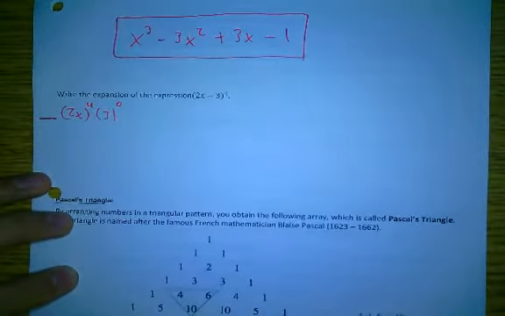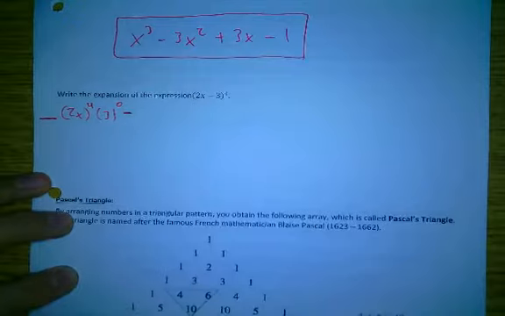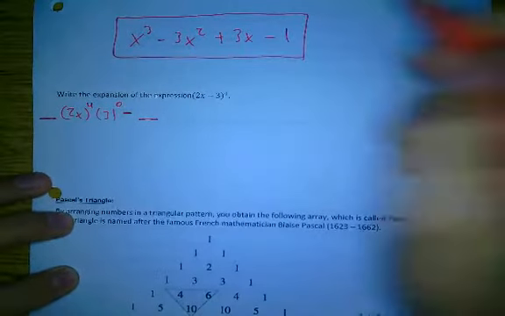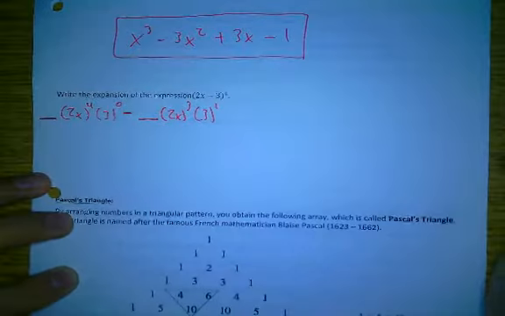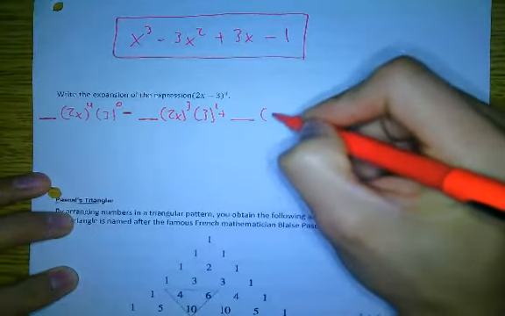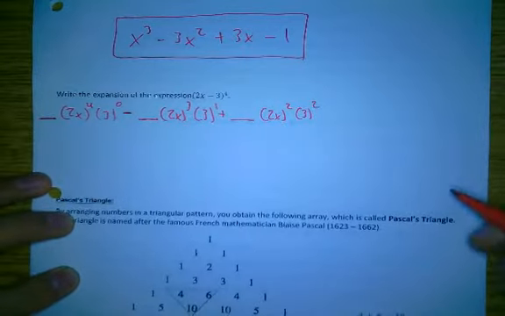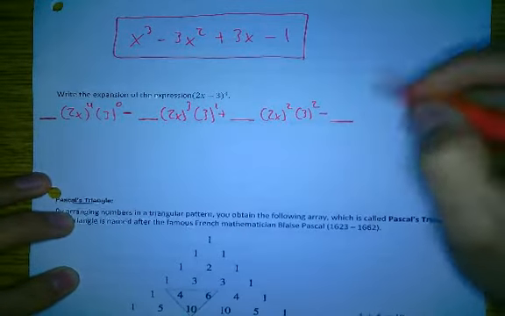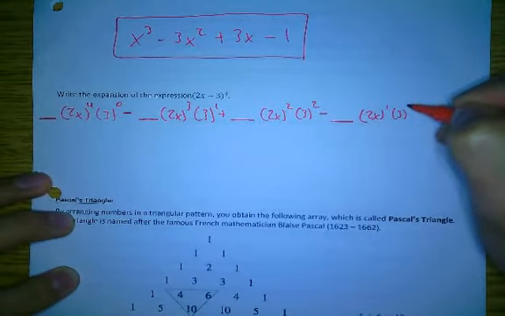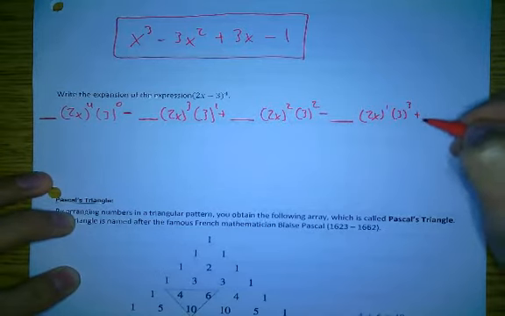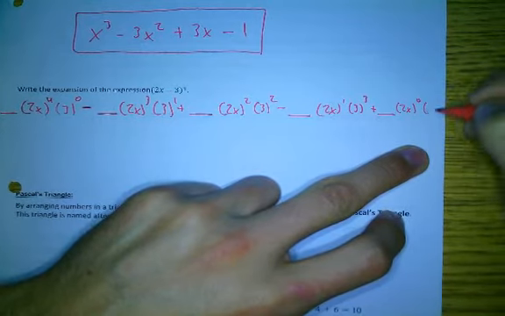And then you're going to have a coefficient there, and then you're going to have 2x to the 3rd power times 3 to the 1st, plus some coefficient 2x to the 2nd power times 3 to the 2nd, minus some coefficient 2x to the 1st power times 3 to the 3rd, and then finally plus some coefficient, and I'm running out of space, times 2x to the 0 power times 3 to the 4th. And again, you have that pattern of 4, 3, 2, 1, 0, and 0, 1, 2, 3, 4.